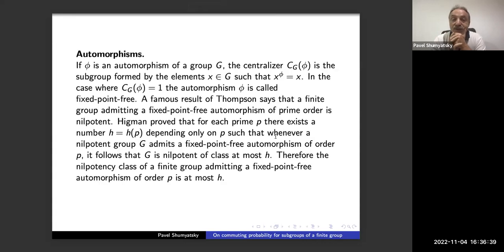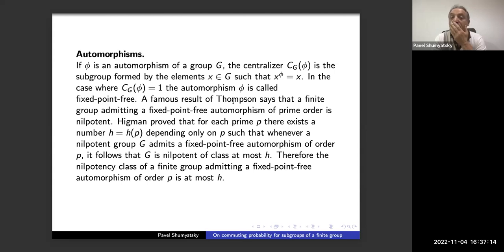Okay, I'd like to say now a few words about automorphisms. If phi is an automorphism of a group G, the centralizer of phi is the subgroup formed by the elements X that are fixed by phi, so X to the phi is X. In the case where the centralizer is trivial, the automorphism is called fixed point free. There is a famous result of John Thompson that says that a finite group admitting a fixed point free automorphism of prime order is nilpotent.